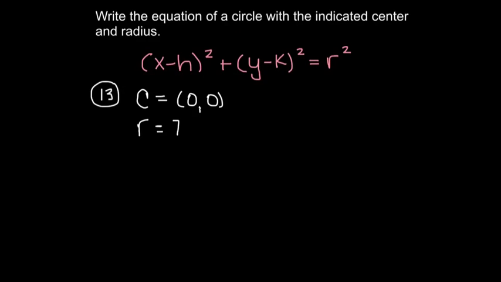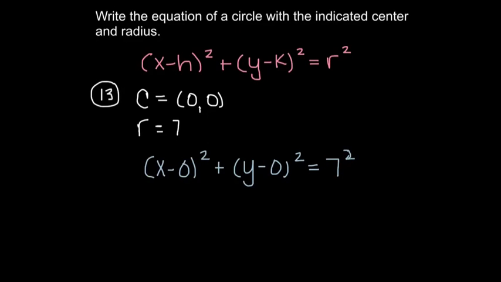X and y we leave as x and y because those indicate an infinite number of points on the circle, but h and k are the specific coordinates of the center. In this case, those specific coordinates are 0, 0, and we're told that the radius is 7. If I fill that information into the form of the equation for the circle, I have x minus 0 quantity squared plus y minus 0 quantity squared equals the radius squared equals 7 squared.